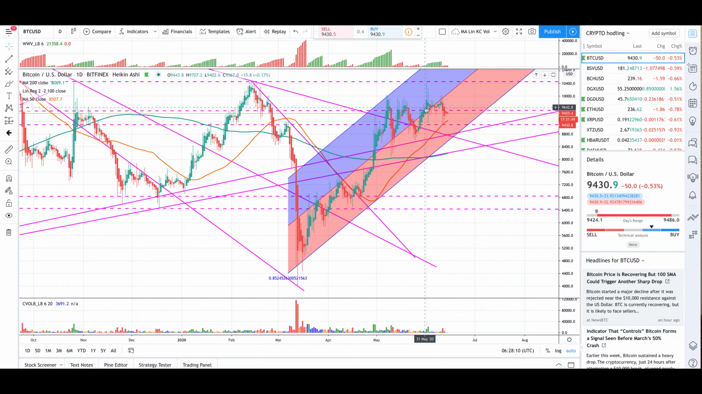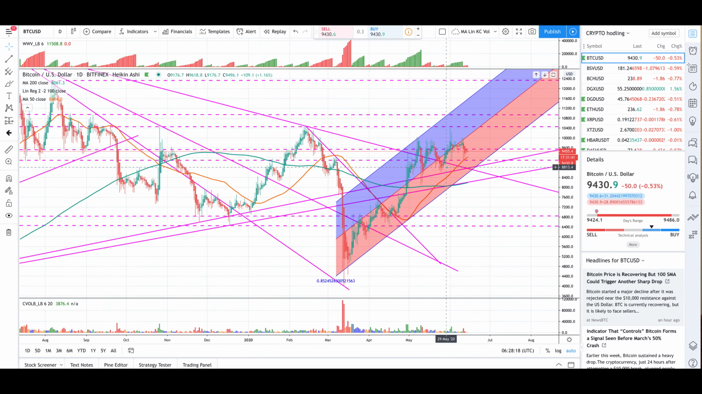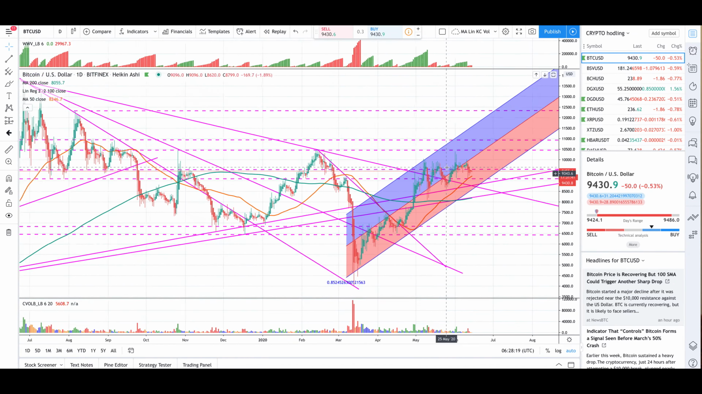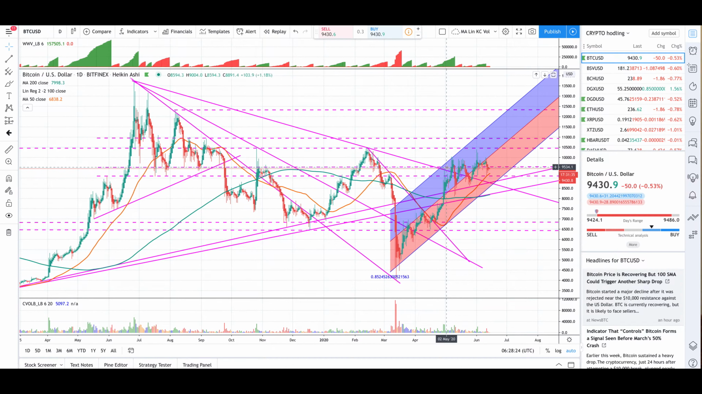So now where is it going to go here? We were hoping it would move up, but it didn't do that. So now where is it going to go? The way to figure that out is, again, like I said, I use the day chart and the 4-hour chart mostly.